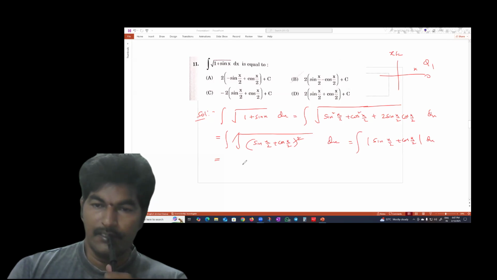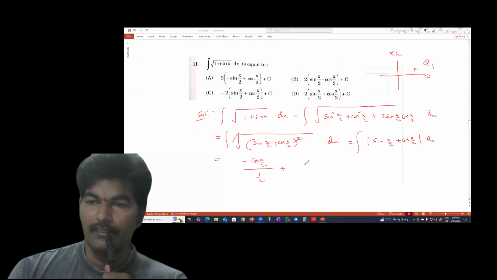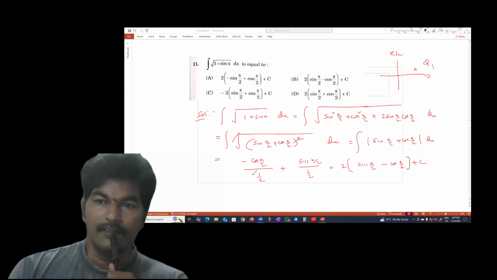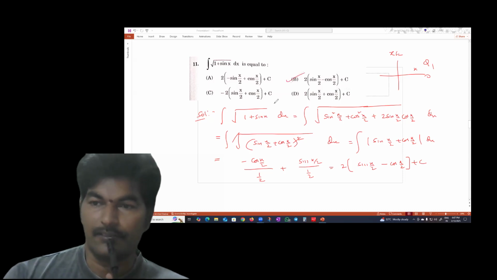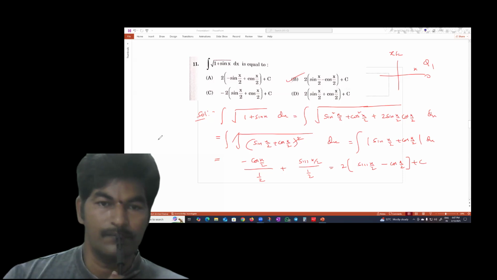The integral of sin x by 2 is minus cos x by 2 divided by 1 by 2, plus the integral of cos x by 2, which is sin x by 2 divided by 1 by 2. So 2 was taken common. So the answer is 2 (sin x by 2 minus cos x by 2) plus c. So where is it? Option B is correct. Okay, understood?